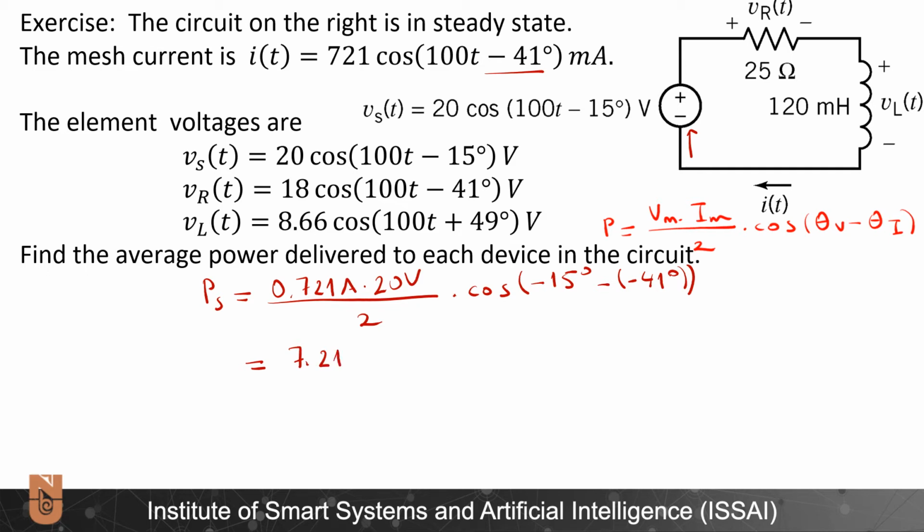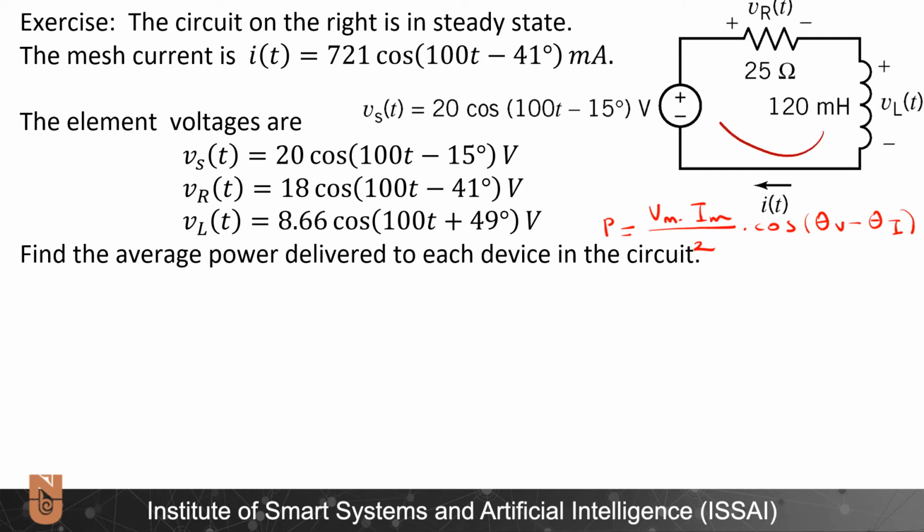So accordingly, this will be equal to 7.21 watts times cosine 26 degrees, and this is equal to 6.48 watts. Basically, the power delivered by the voltage supply will be on average 6.48 watts for one period.